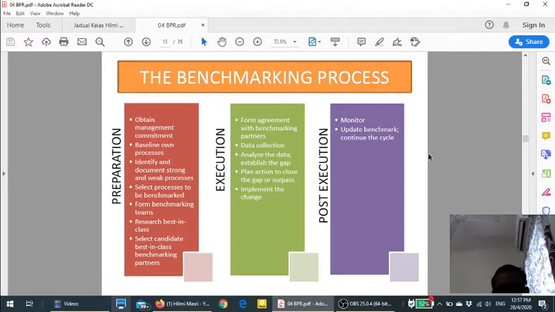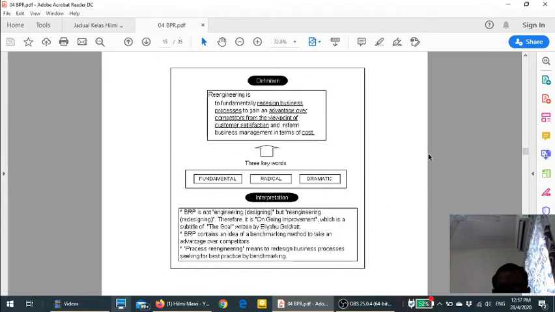So these are some of the processes that you can find out. You need to prepare, you need to execute the plan, and also have the post execution. Post execution is important for us to find out what is the result, how you are going to update the benchmarking process, what are the key milestones that we have achieved, and in the next planning process, what we are going to put in the next benchmarking. Okay.